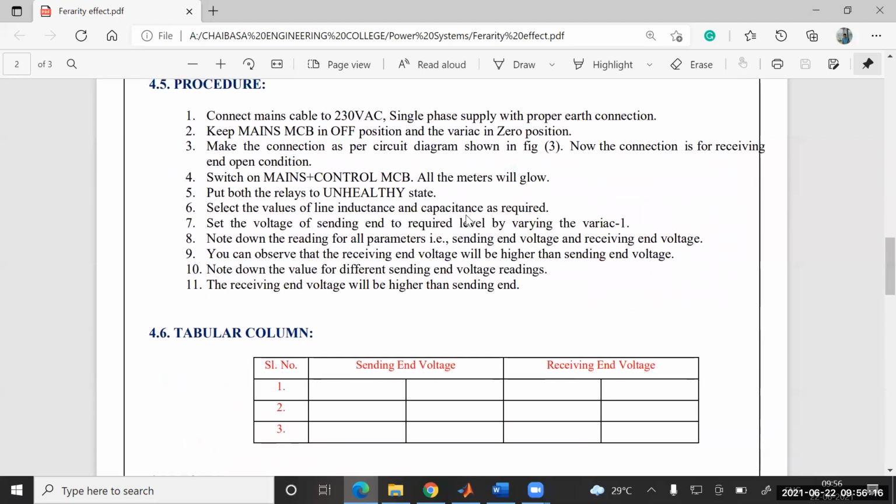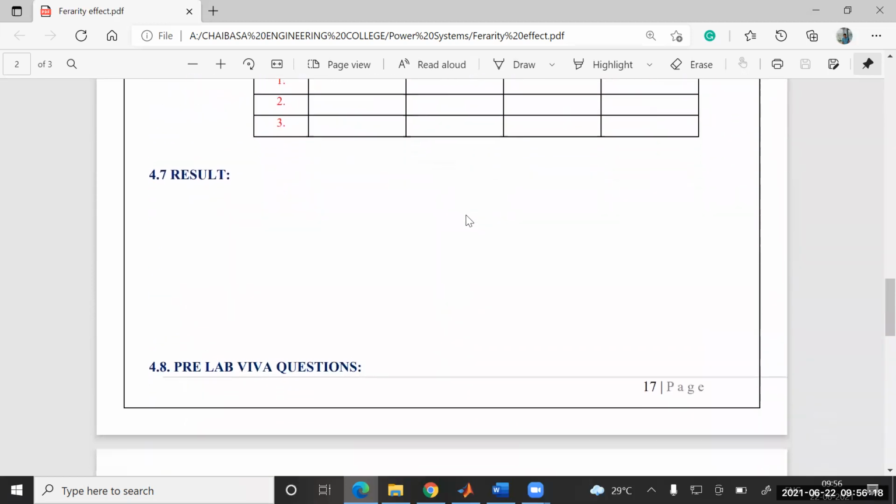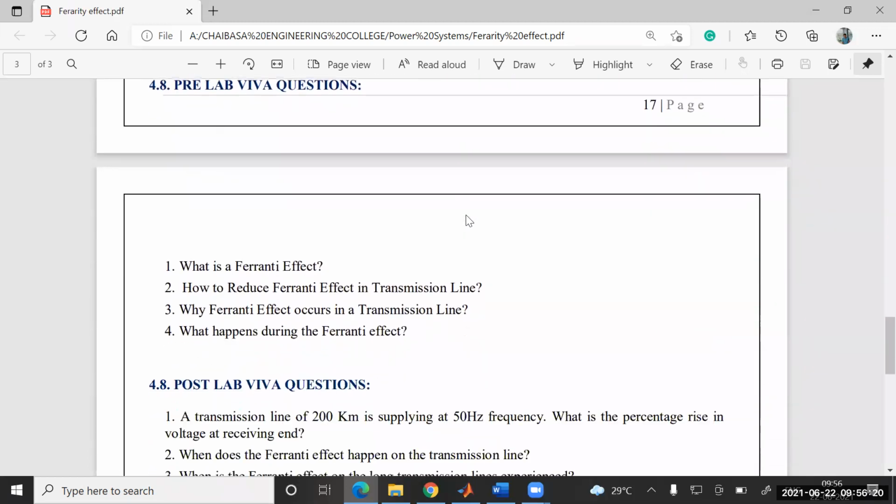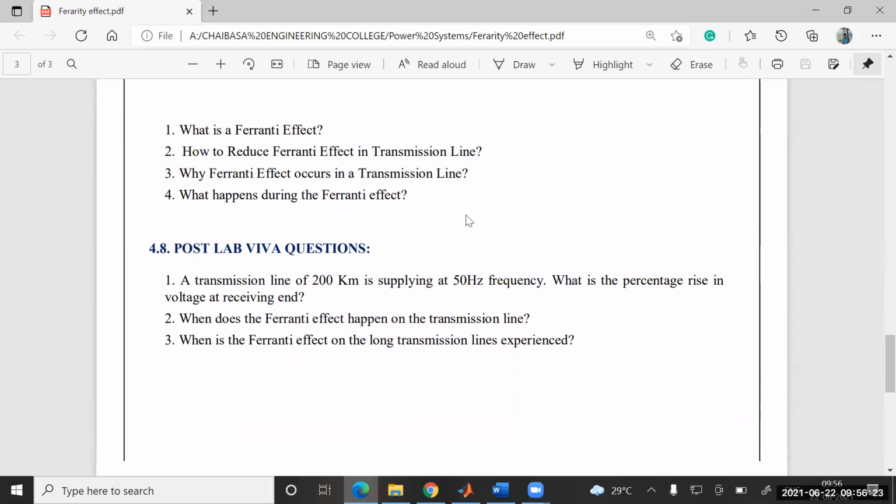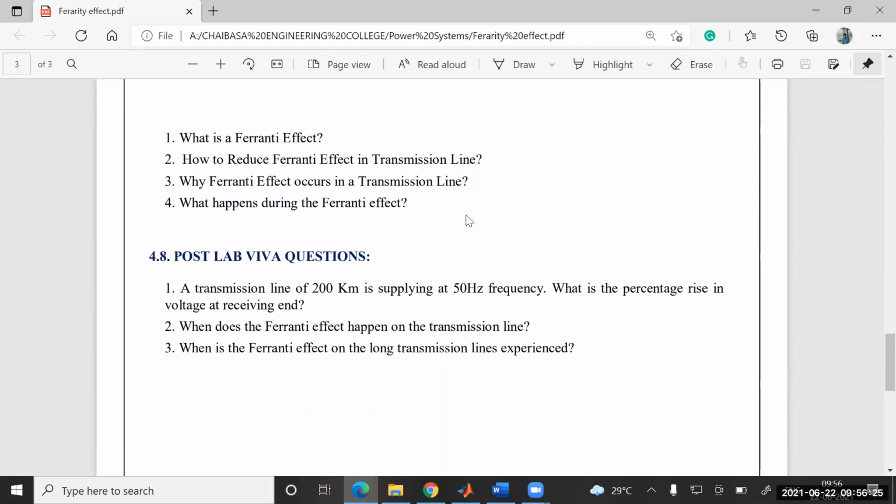We'll see the ratings, and we'll return to these questions. These are very necessary whenever you are doing a lab, so that you are able to answer these questions when we have completed the lab. Our lab function will be based on this.